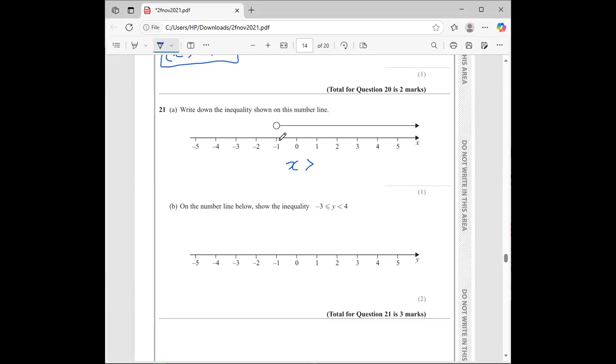So x greater than. Now, what's the value where the circle is? Please take note, it's not 5 we're going for. It's where the circle is. That's where it matters. And that is -1. So this is the answer to this question. Okay, so please, you have to take note of the fact that this number line doesn't look like this. It's not like those ones that we do that look like this.